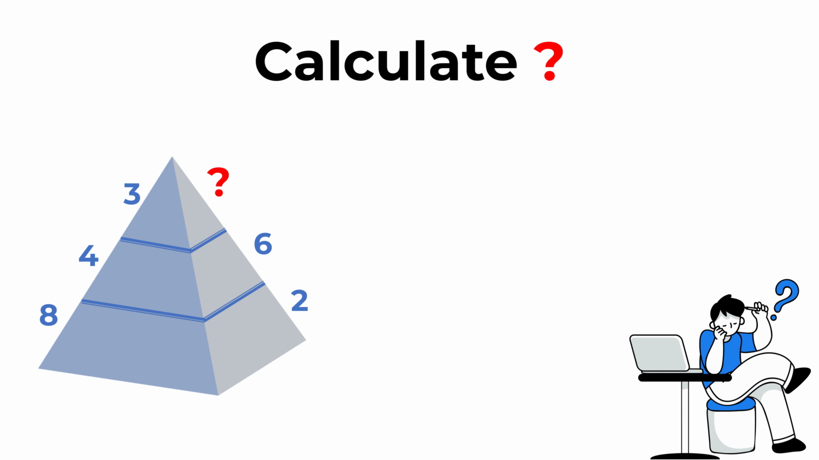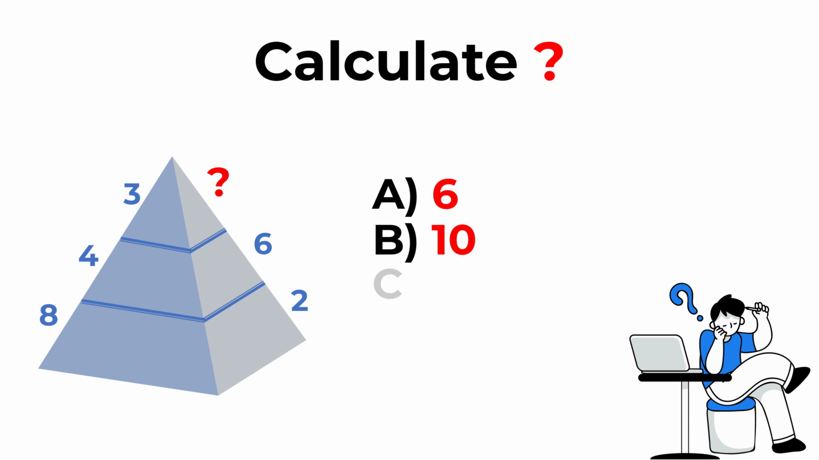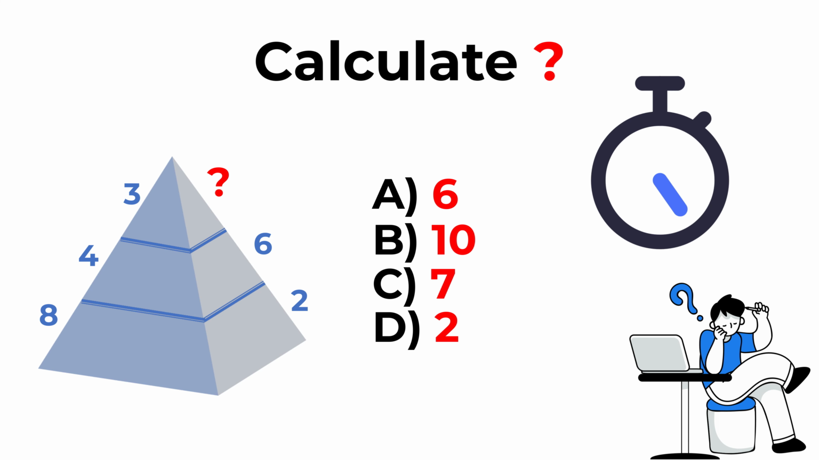And this question mark can be one of those 4 values. Your choice A is 6, choice B is 10, choice C is 7, and choice D is 2. Do you see the answer? Give yourself a little bit of time. For some of you, this type of question might be easy, but for some of you, it might require some thinking. So feel free to pause this video to see if you can come up with the solution.